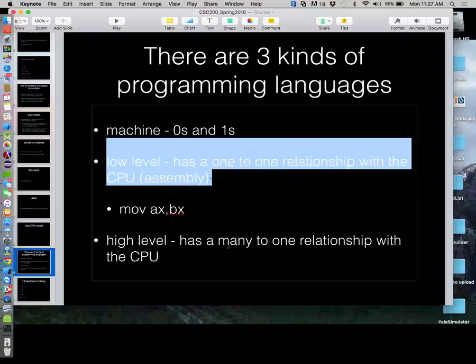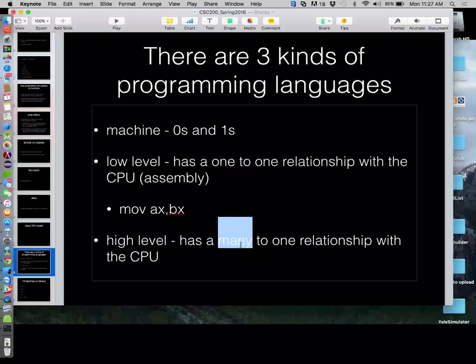So we have a many-to-one relationship with the CPU. Every one line of code that we write in, actually, I probably should say one-to-many, but I guess it doesn't really matter.